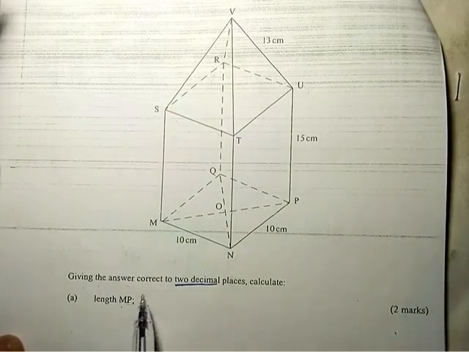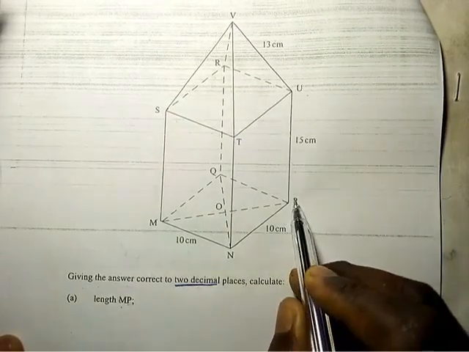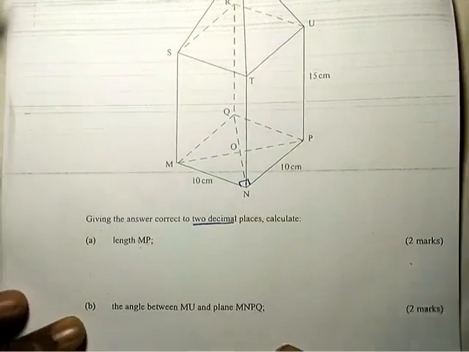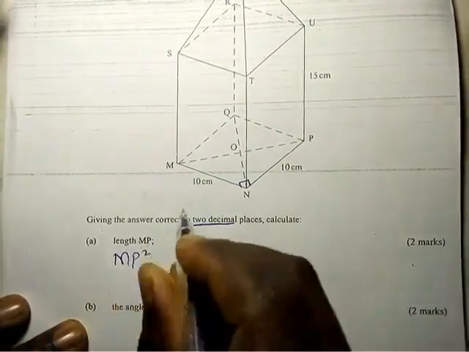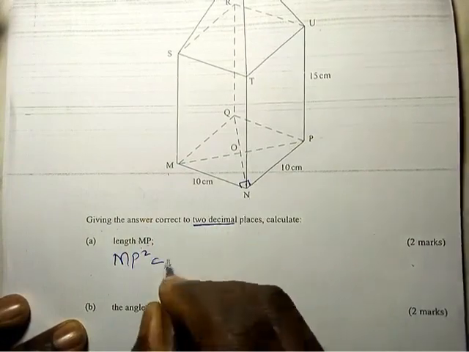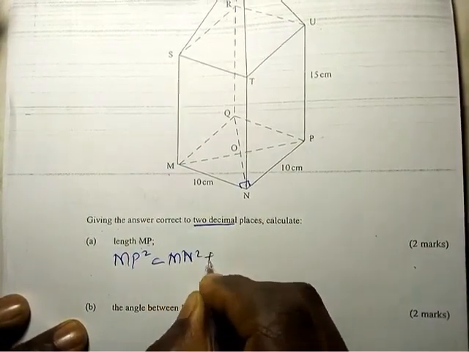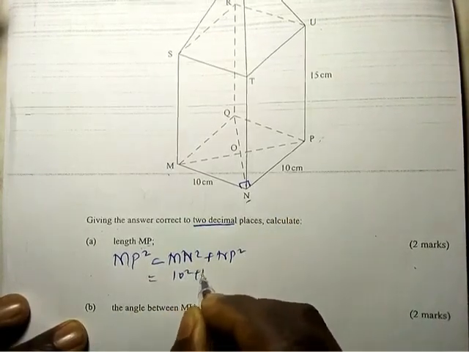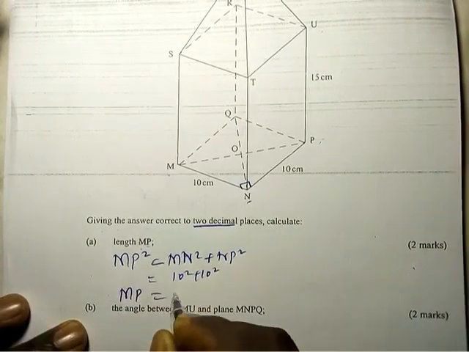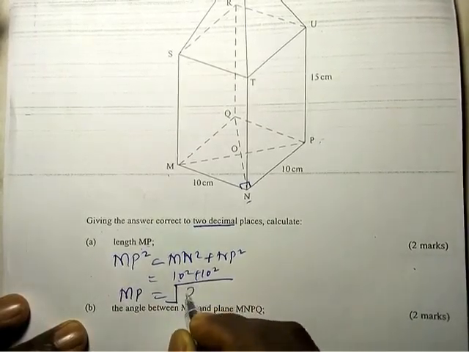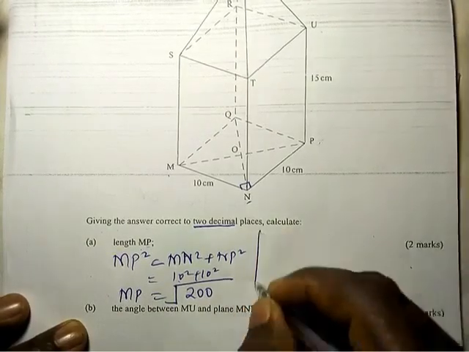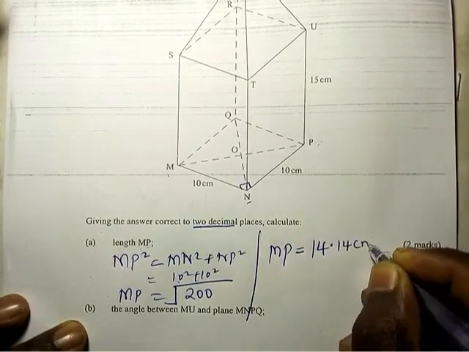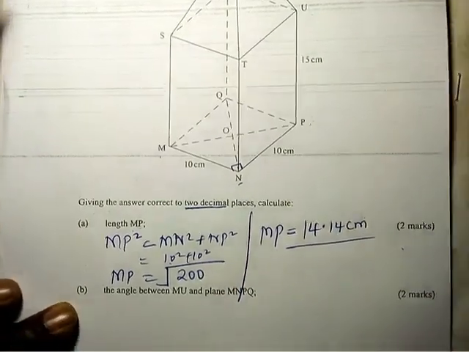Calculate the length MP. That is very easy, because remember this angle here is 90, so it forms a right angle triangle. So MP square will be equal to MN square plus NP square. So that is 10 square plus 10 square. So MP is the square root of 100 plus 100, which is 200. So MP is equal to 14.14 centimeters. Simple like that.